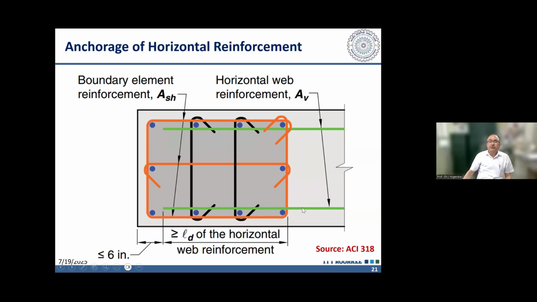So the horizontal reinforcement, which will be resisting shear, should be fully developed into this confined boundary element so that it does not slip. Otherwise, it will slip and it will fail in shear. The shear wall will fail in shear.